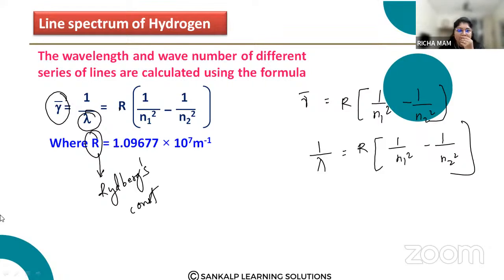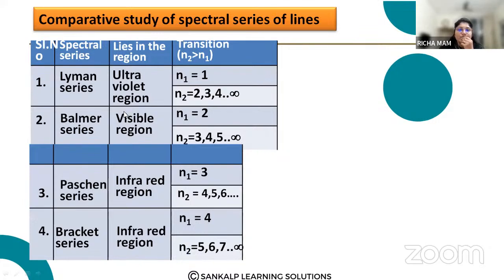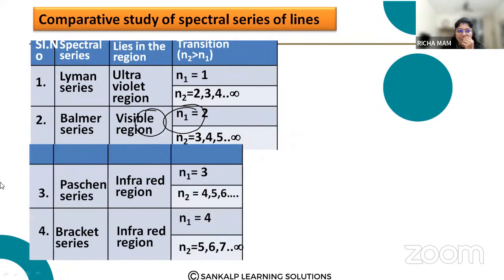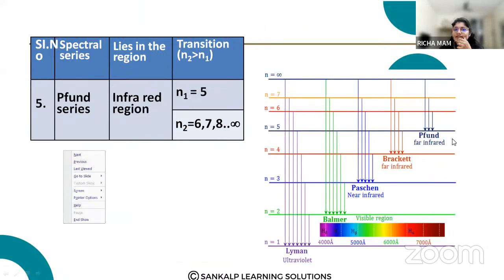So remember, line spectrum. I'll show you the line spectrum. These are the different lines. What are that n1 and n2? You can see this n1 and n2 here in the formula. Now we will study what this n1 and n2 are. So these are the different spectral lines. In the hydrogen line spectrum, there are mainly 5 different series of lines. The first line series starts from n is equal to 1.